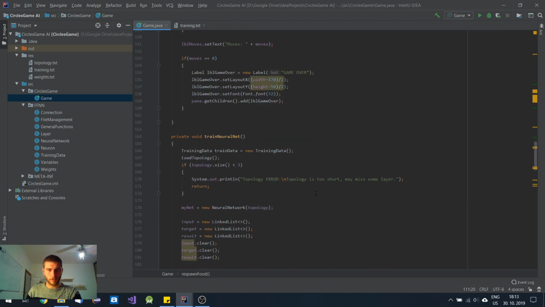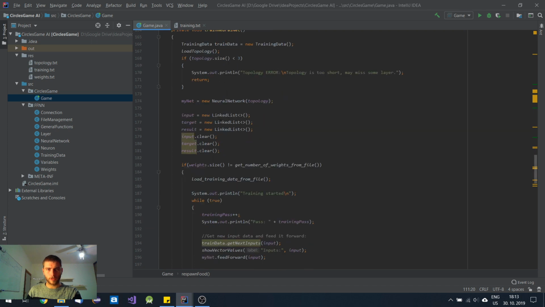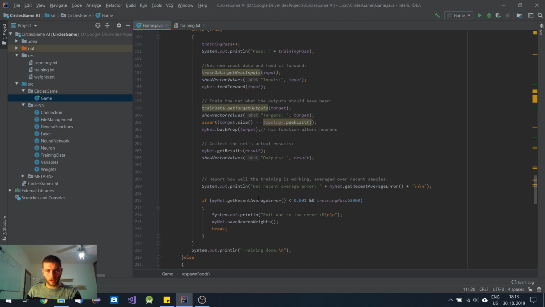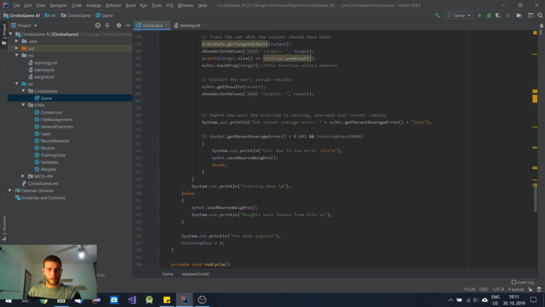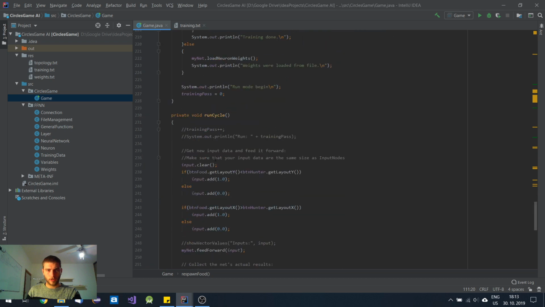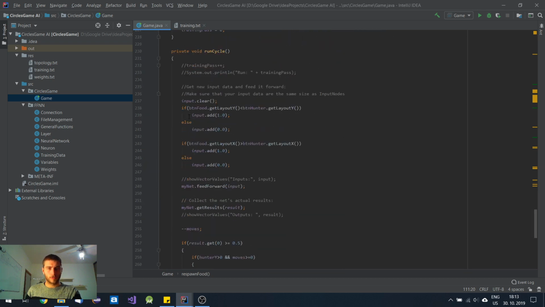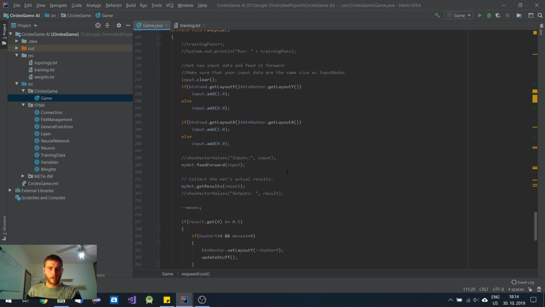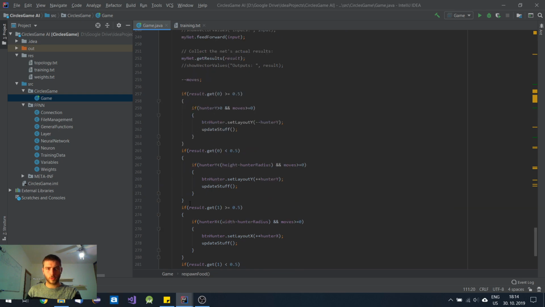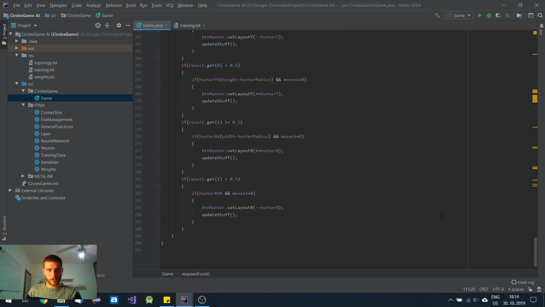So that's basically it. And in here I have this supervised training, and when the error gets lower than 0.1%, and also if the training passes are over 2000, then the training is complete. And in here I have this run cycle, which feeds in inputs, and as I told you before, these are discrete. They just tell the neural network if the food is above or below the hunter, and that data is fed forward, and then the neural network decides which way to go. So that's basically it.